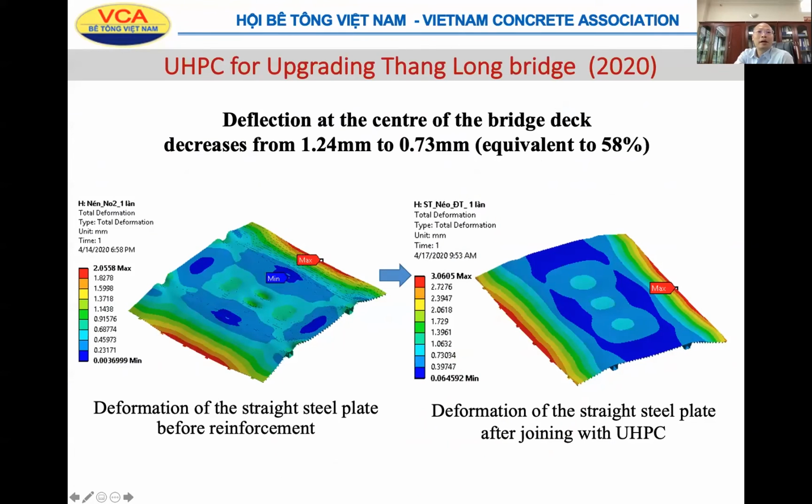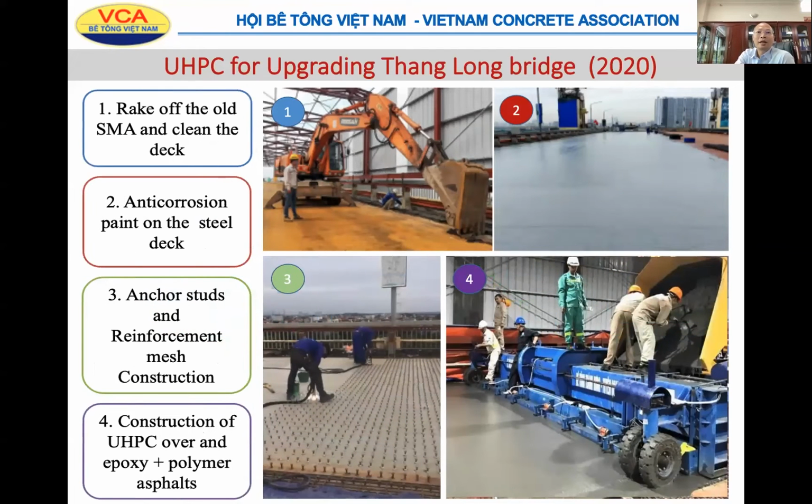We did the simulation and found that if we use a UHPC layer with about 60 millimeter thickness, the deflection of the bridge deck is reduced by 58%. And this in construction, four steps.